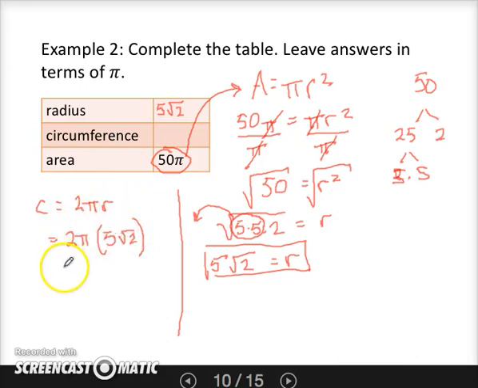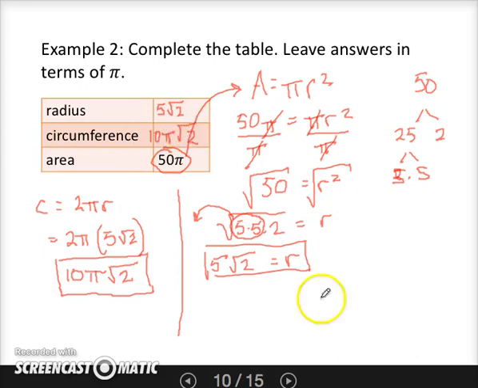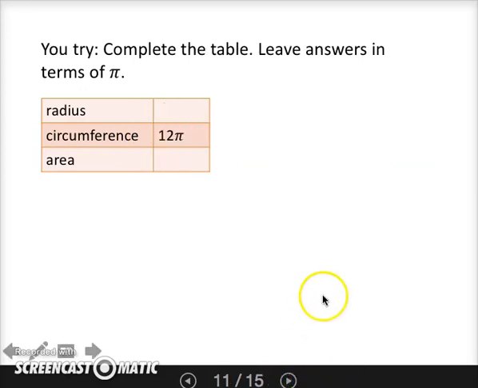So 2 times 5, I can write in the front, 10. Then I'm going to write my pi, and last, I'm going to write my radical, the square root of 2. That's the one we write last so that we don't get confused thinking that other things are inside the radical sign. So 10 pi times the square root of 2 is my circumference. You try one like this. Complete this table, leaving your answers in terms of pi.